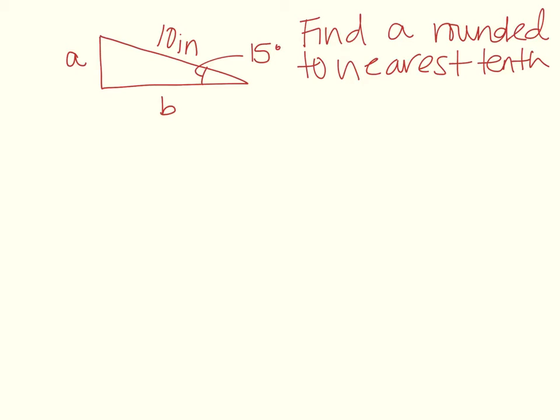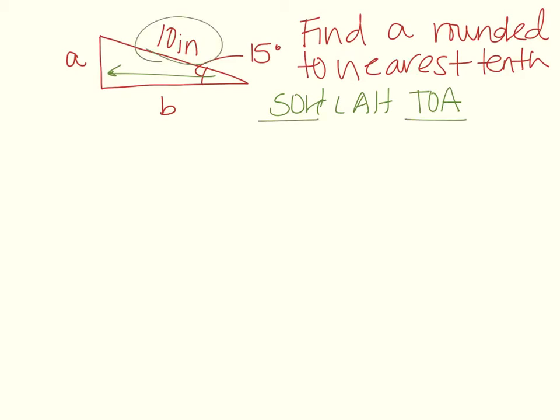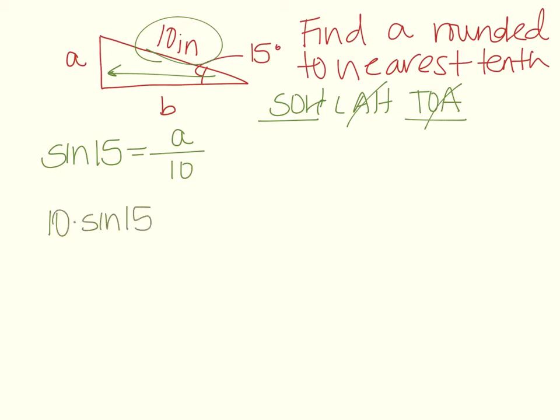So thinking about my 3 trig functions, which one would be the best option? Well, I have to go all the way across, so that would be opposite, so that's either one of these, and then I have my hypotenuse, so that means the tangent can't happen, so we're going to use sine. So let's say the sine of 15 is equal to the opposite, or A, over the hypotenuse, which is 10. So this is the same thing as 10 times sine of 15, and that's going to equal A.